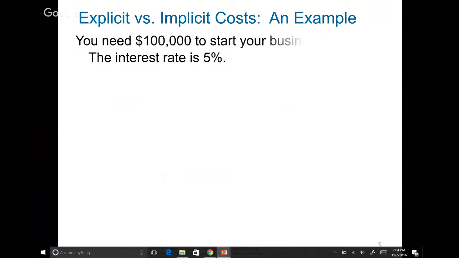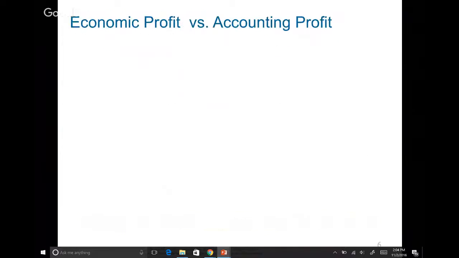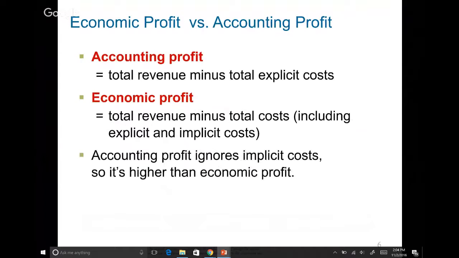Now from implicit and explicit cost, we have 2 more definitions: the difference between accounting profit and economic profit. Accounting profit is the total revenue minus total explicit cost. That's your accounting profit. An economic profit is your total revenue minus total cost, which is your explicit and implicit cost.